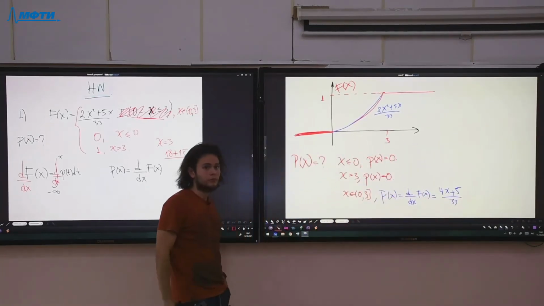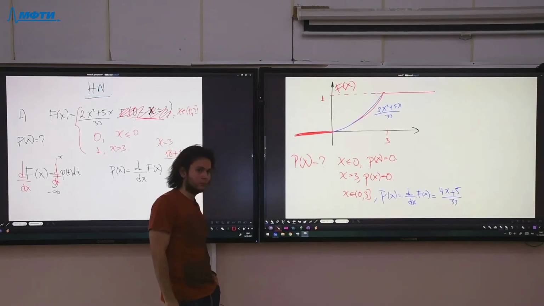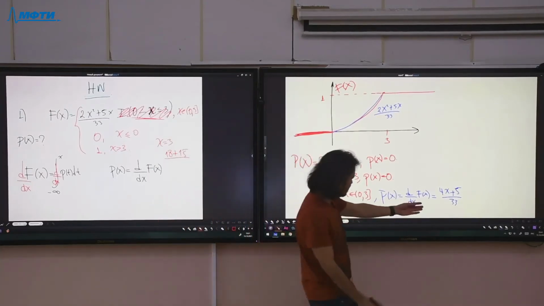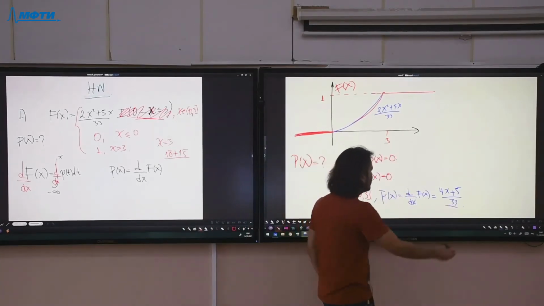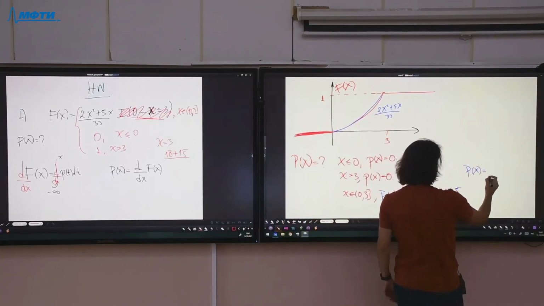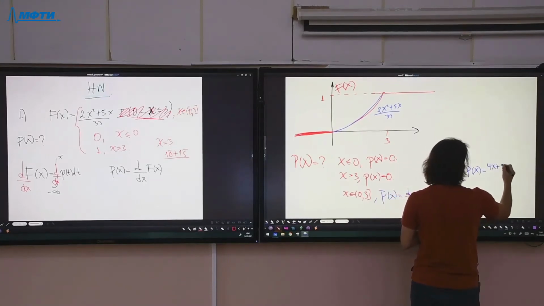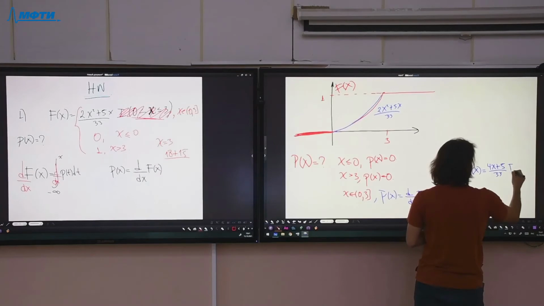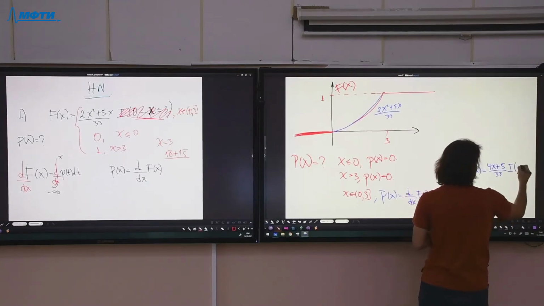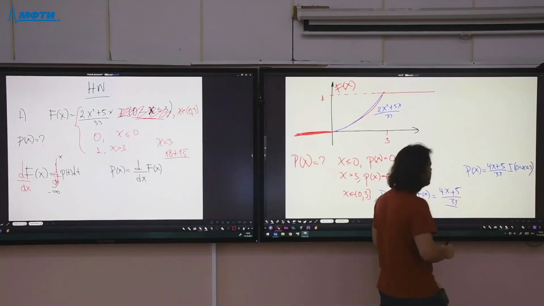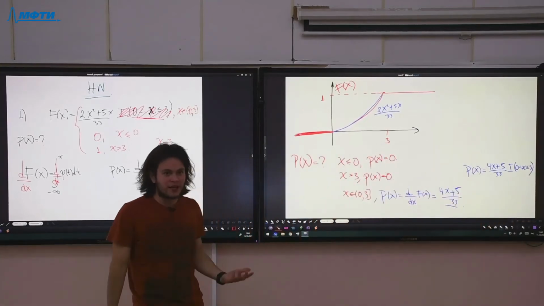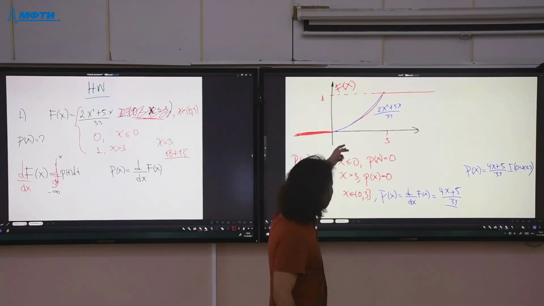Suppose we have the CDF and we want to get the PDF, we just differentiate. If we have the PDF and we want the CDF, we integrate. Just like that, right? So look, that's it. So how do we write the PDF? It is 4x plus 5 over 33 times the indicator function. Here we have how much? Well, doesn't matter, right? So this is the PDF. Just like that. It's not difficult. You only have to differentiate and you can find this.